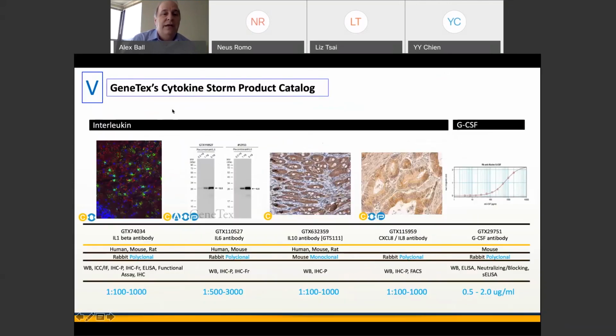To examine cytokine storm, we have an extensive line of reagents to study immunology, and this includes key targets involved with components of cytokine storm. So IL-1, as we mentioned earlier, IL-6, IL-10, CXCL8, G-CSF, and this is just a few of the catalog.